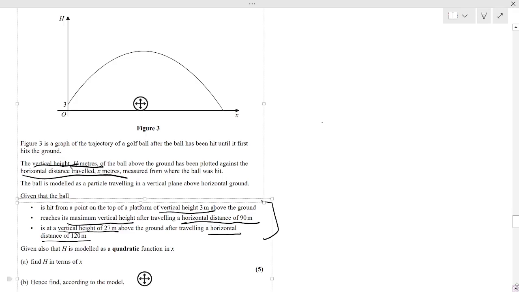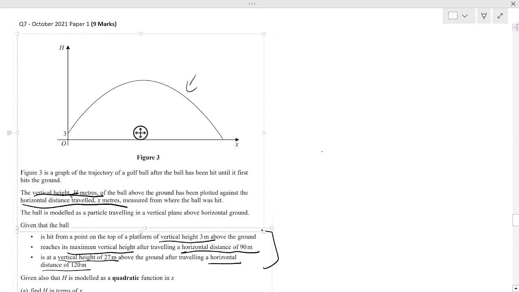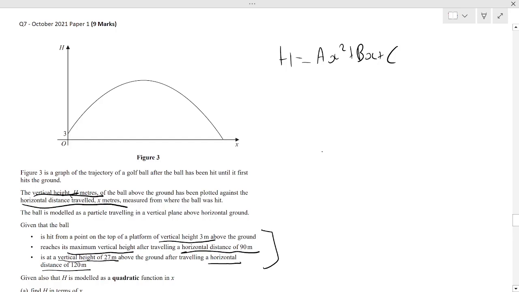Okay, then we are told down here, given also that h is modelled as a quadratic function of x, I made that bold. Find h in terms of x. So this is very typical. You need to basically give the formula for this, and it's a quadratic curve. So what's a general quadratic going to look like? Well, h is going to look like ax squared plus bx plus c, right? And hopefully you can recognise that's a generic quadratic expression.